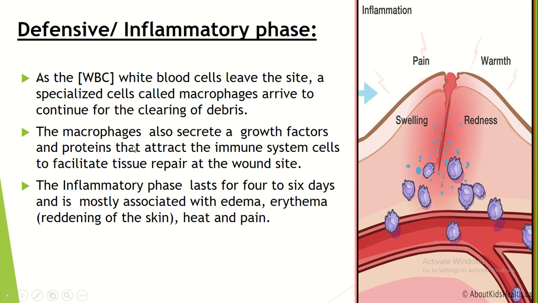So the neutrophils and the macrophages help in removing the bacteria and the debris, and this inflammatory process can be identified by swelling, pain, warmth, and redness. You can see the macrophages come and clear the debris. So this happens in the defensive or the inflammatory phase.